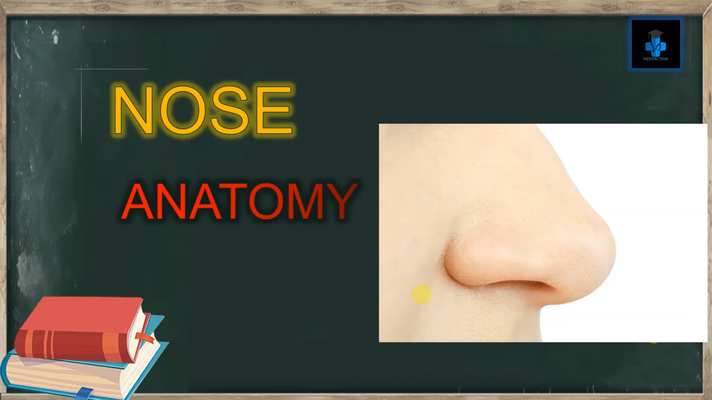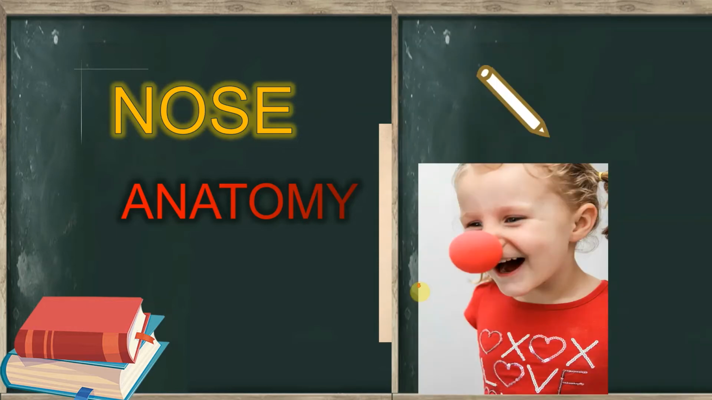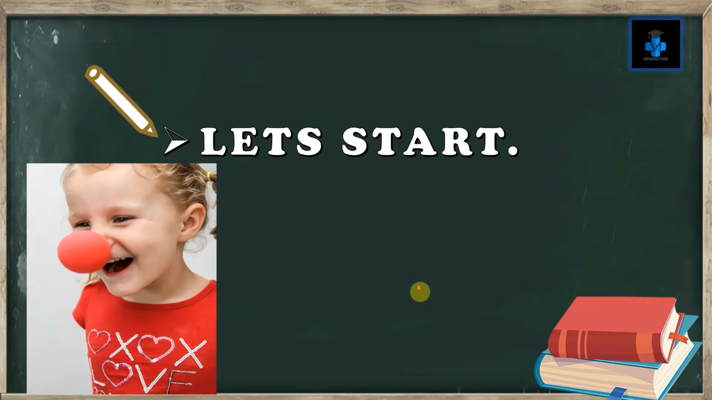Today we will discuss the anatomy of the nose. So, the nose is the prominent structure between the eyes that serves as the entrance to the respiratory tract and contains the olfactory organ. To learn more about the nose, let's start.